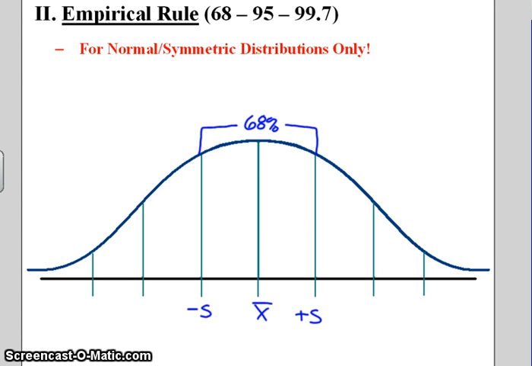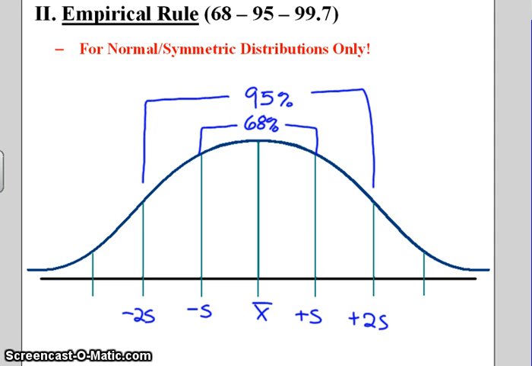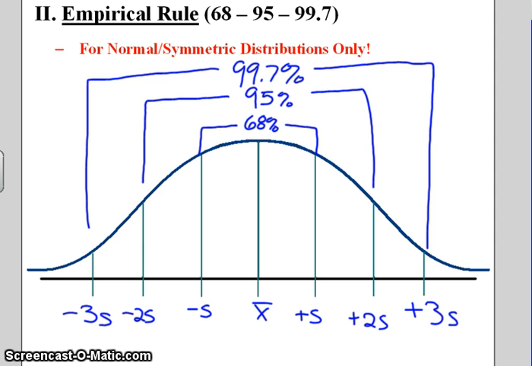About 68% of our data falls within one standard deviation above and below our mean. About 95% of our data falls within 2 standard deviations above and below our mean. 99.7% of our data falls within 3 standard deviations above and below our mean.